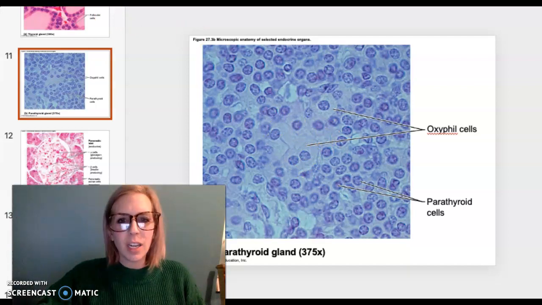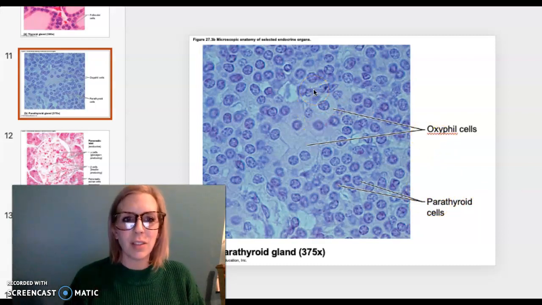What's interesting here is that we'll talk about the parathyroid cells in just a second, but these oxyphil cells, we don't actually know what the purpose of these oxyphil cells is. So we can recognize them, that they are in the parathyroid gland, but we don't know the purpose of them yet.